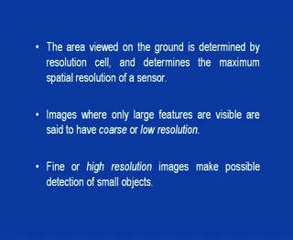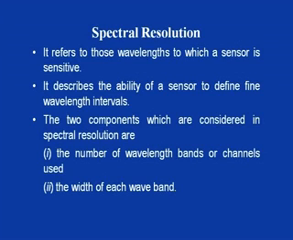Images where only large features are visible are said to have coarse or low resolution. Fine or high resolution images make possible detection of small objects. The next type of resolution is spectral resolution. It refers to those wavelengths to which a sensor is sensitive. It describes the ability of a sensor to define wavelength intervals.